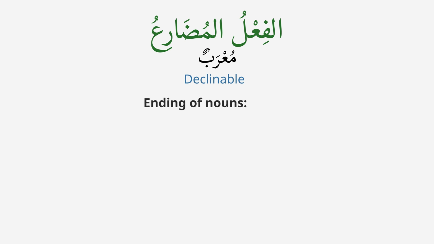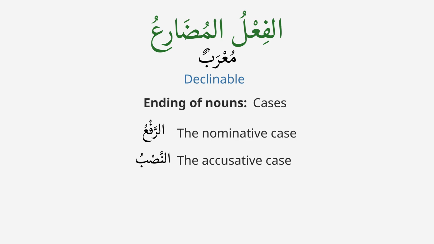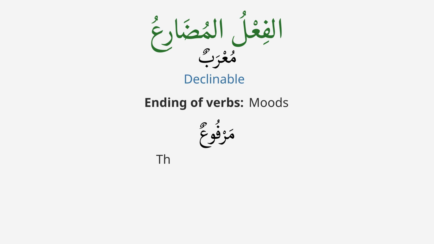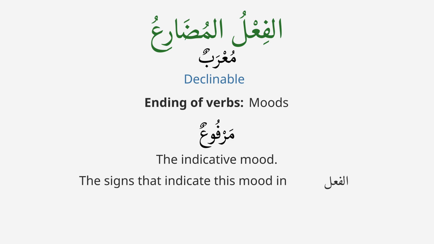When we speak about nouns, we have cases, which are al-raf', that is the nominative case, al-nasb, that is the accusative case, and al-jar, that is the genitive case. However, in verbs, we do not have cases. We have moods. And there are three types of moods in verbs, which we'll learn in coming lessons, inshallah. For now, just keep in mind that al-fi'l al-mudari' by default is marfu', which is referred to as the indicative mood in English. In this lesson, we're going to explore the signs which indicate this mood in al-fi'l al-mudari', inshallah.